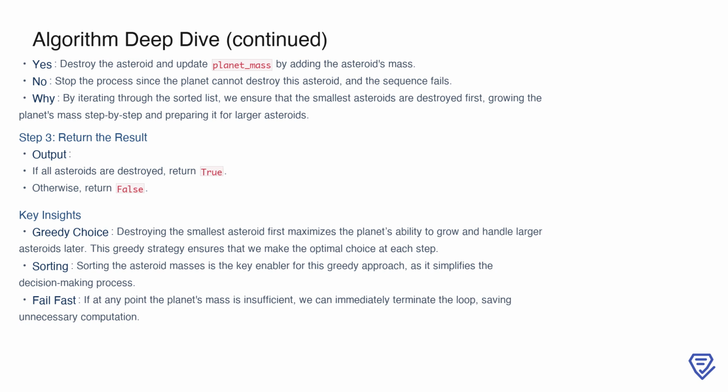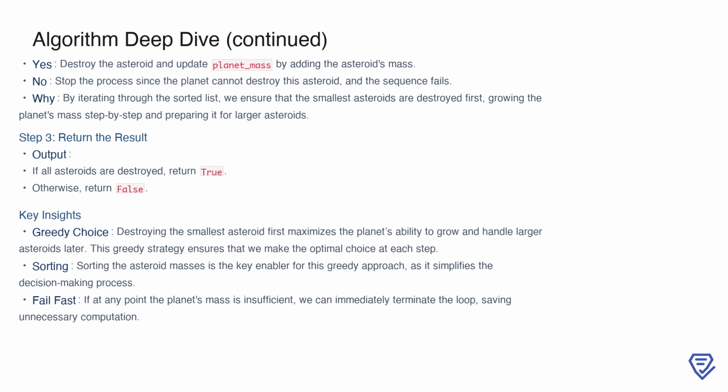However, if the planet's mass is insufficient to destroy a particular asteroid, we stop the process immediately, as the sequence is no longer feasible. This iterative approach ensures that smaller asteroids are handled first, which is crucial for incrementally growing the planet's mass. Once this loop is complete, we determine the result. If all asteroids have been destroyed successfully, we return true. Otherwise, if the process is halted due to an insufficient mass, we return false.